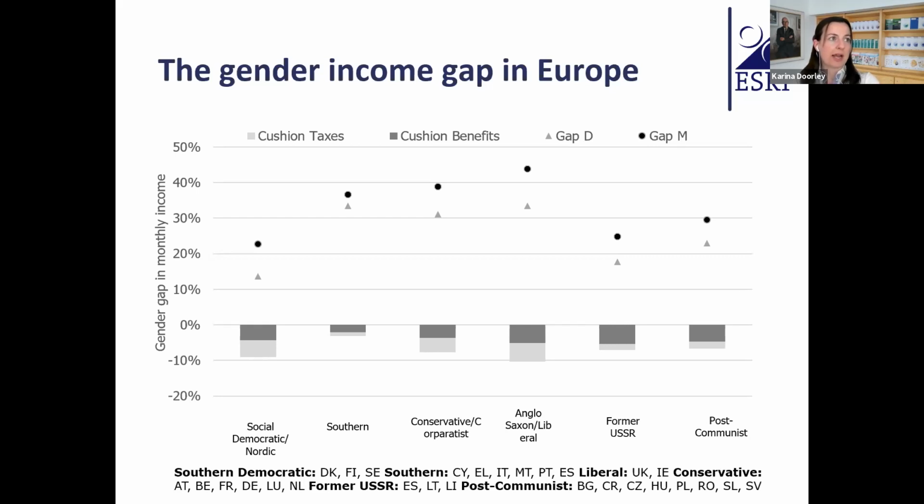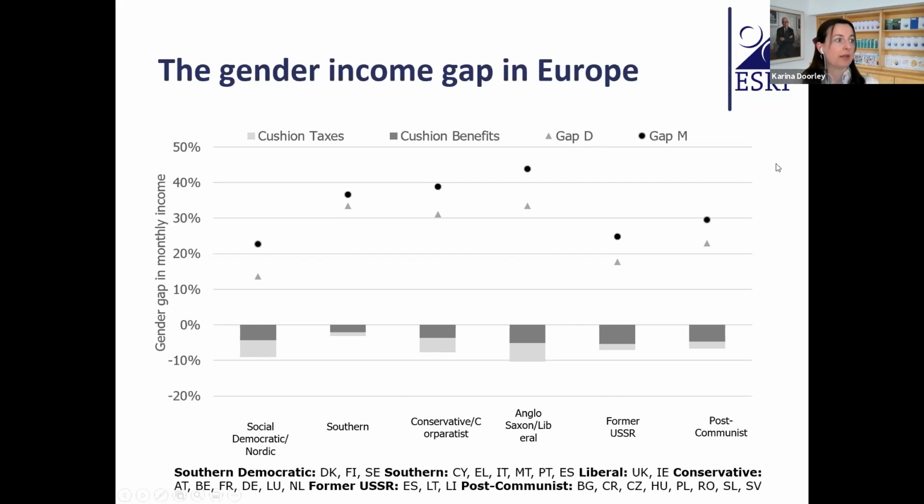But then if you look at the gray triangles, this shows the gender gap in disposable income. So after market income has been through the tax benefit system, what does the gender gap in income look like? And the gap between the gray triangles and the black dots is very variable. It's not necessarily the case that countries with higher market income gaps have higher cushioning. So for example, in the UK and Ireland, the Anglo-Saxon countries, there's quite a lot of cushioning going on. So the gender gap in disposable income is quite a bit lower than the gender gap in market income.